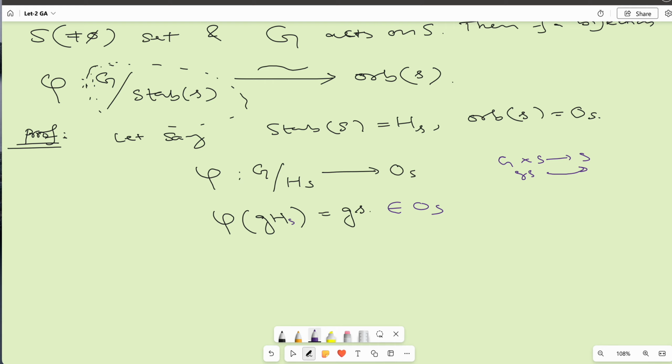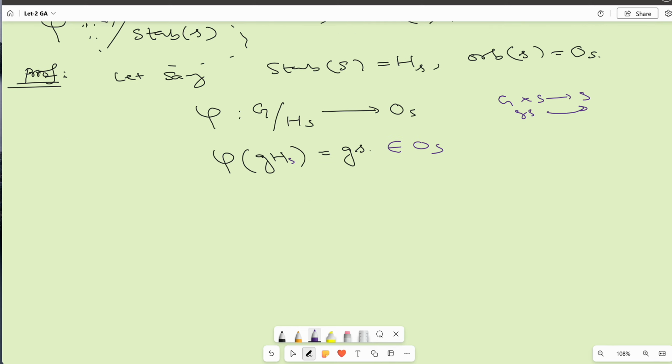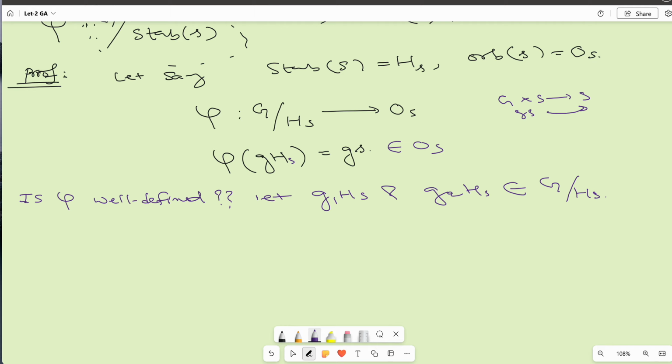So my point is, is this map well defined? That is the first question you should immediately ask: is phi well defined? For well defined, you have to take two elements, and if they are the same, then you have to show the images are the same. So to check well defined, let g1 H_S and g2 H_S be members of G mod H_S. Suppose they are the same; you have to show the images are the same.